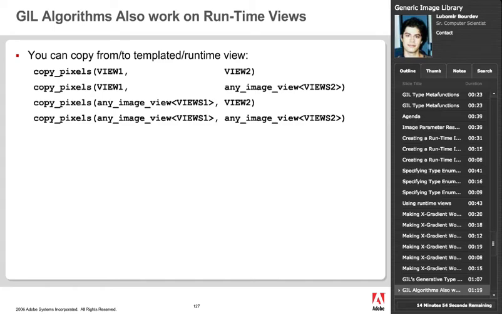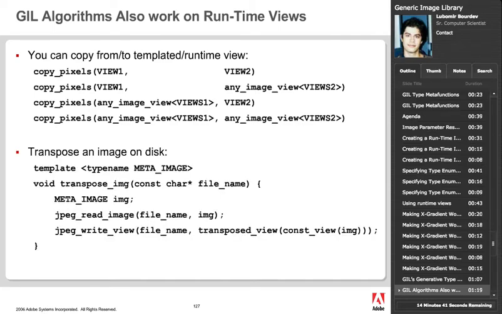Since most algorithms and view transformations already take runtime views, that allows for writing high-level algorithms in which the runtime aspect is abstracted out. For example, this code can read an image from disk and write it back transposed. You can instantiate it with a templated image, but you can also instantiate it with a runtime image, in which case it will transpose the image while preserving its native color space and channel depth. In this example, the runtimeness of the image is abstracted out.